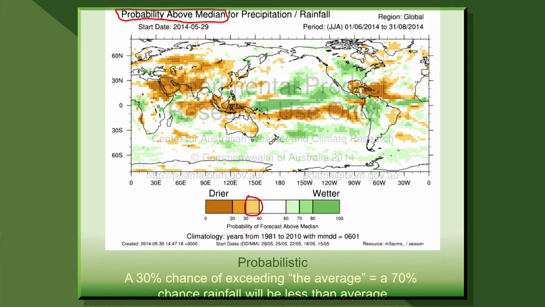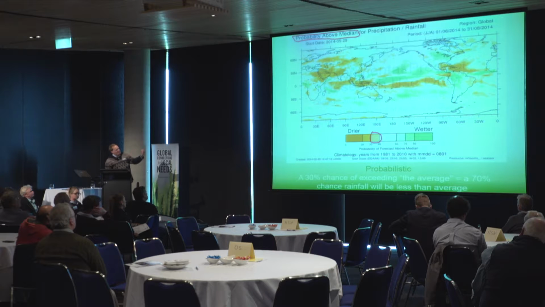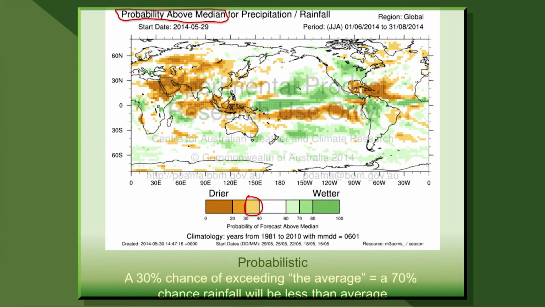Which brings us to now looking at models and how they represent rainfall. There are two ways models do this, probabilistically and deterministically. The probabilistic ones are the ones we're used to seeing from the Bureau of Meteorology, and we see this one, the chance of the rainfall being above median. As Graham was showing before, when they're saying there's a 30 to 40% chance of it being above the median, that's really saying that there's a 70% chance that the rainfall is going to be less than the median, being close to the average.